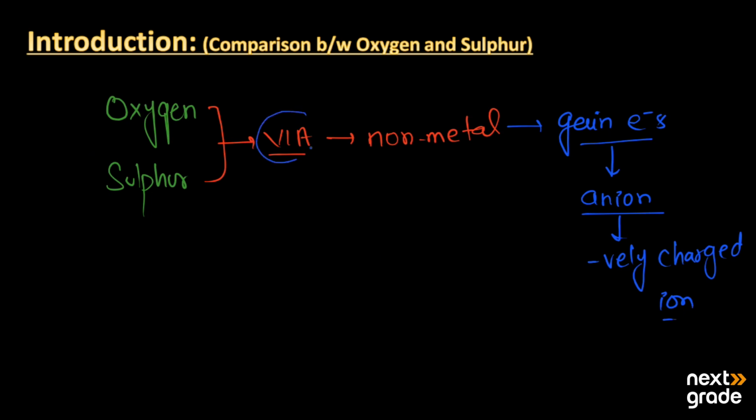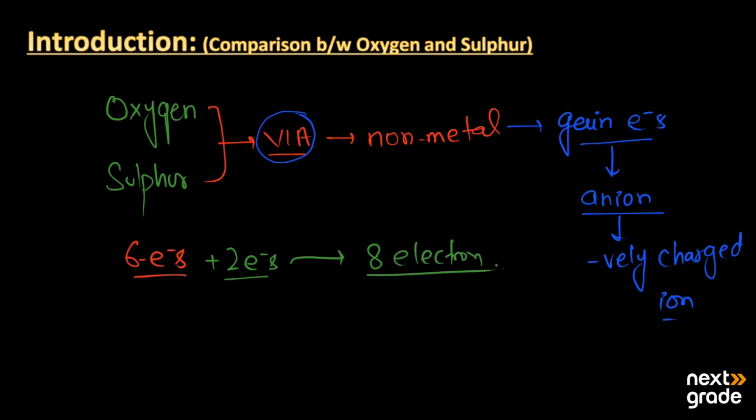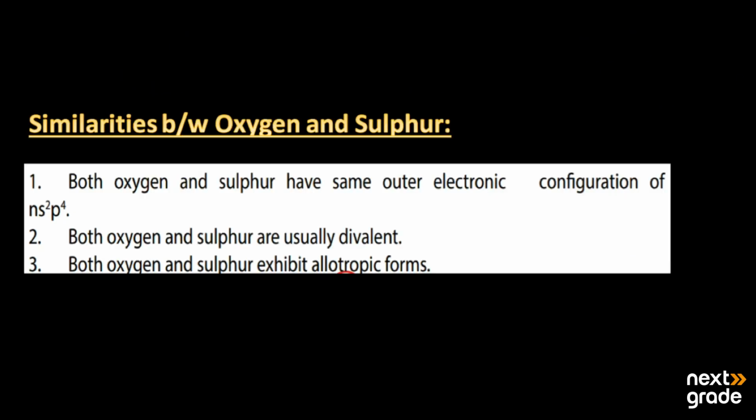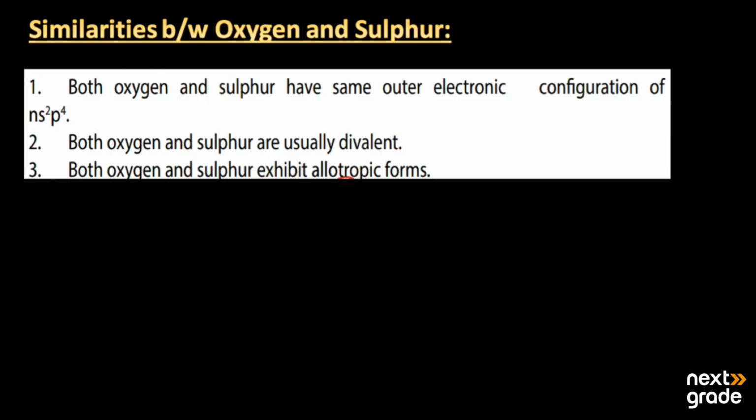Both are group 6A elements and they contain 6 electrons in their valence shell, and they require 2 more electrons to complete their octet, which is the total of 8 electrons in their valence shell. So let's start the comparison. The first one is the similarities between oxygen and sulfur.